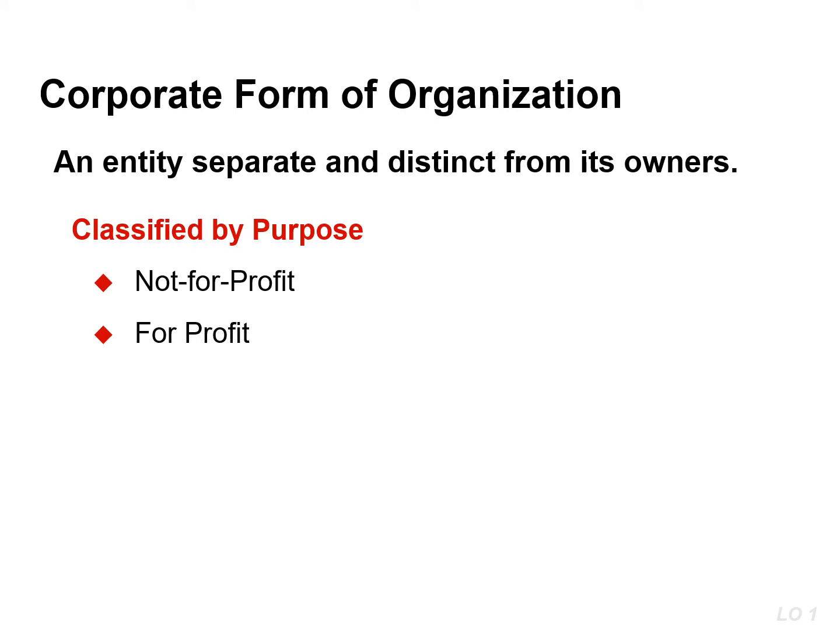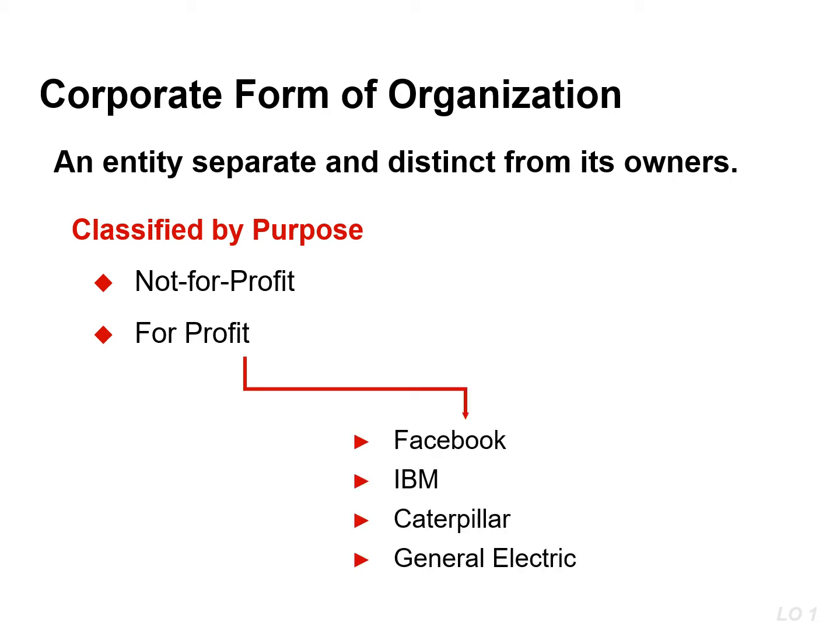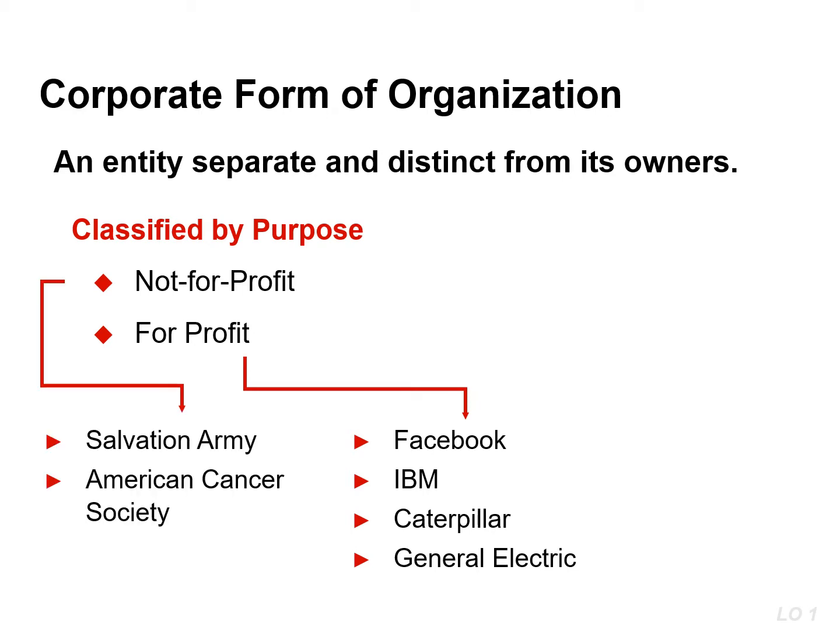We can classify corporations in a variety of ways. Two common classifications are by purpose and by ownership. A corporation may be organized for the purpose of making a profit, such as Facebook or GE. Or it may be a nonprofit, charitable, medical, or educational corporation, such as the Salvation Army or the American Cancer Society.